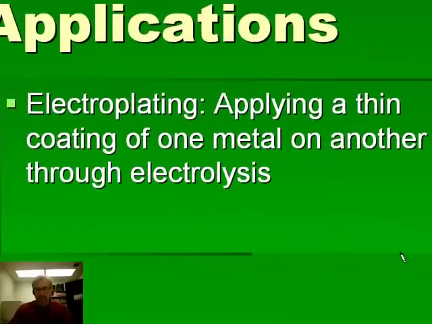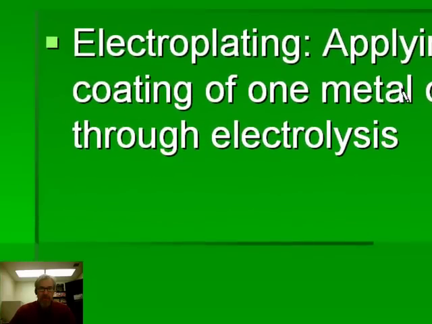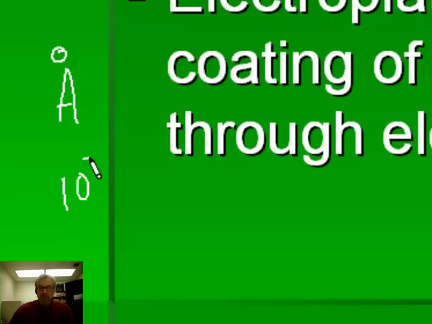In the end here, I'm going to quickly go through some examples of applications of electrolysis that occur in the real world. One of them is called electroplating. Electroplating is the process of applying a thin coating of one metal on another through electrolysis. And by thin, I mean really thin. Many times you can specify the thickness of the coating by using the unit of angstroms. An angstrom is 10 to the minus 10th meters, so that's a very thin coat.